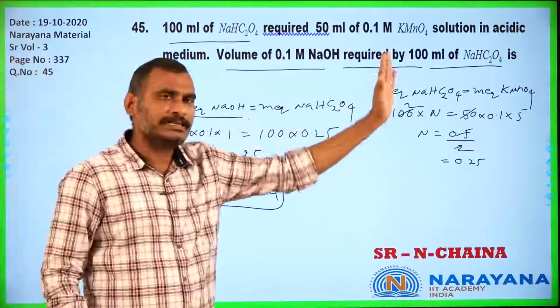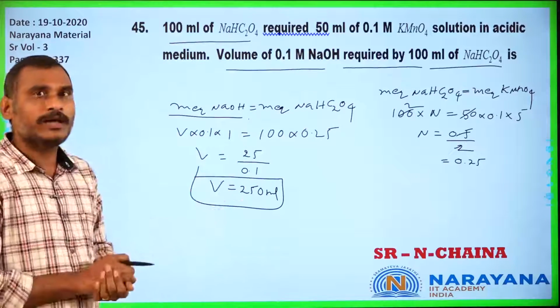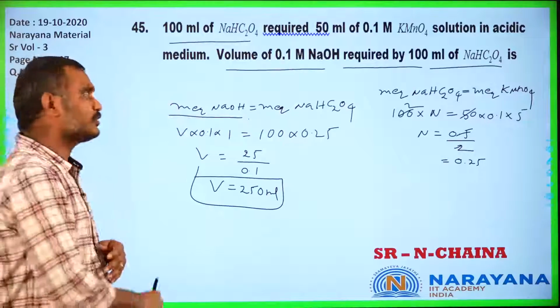So in the first titration, I calculated the normality of the solution. In the second titration, I calculated the volume of the sodium hydroxide. Now you go for the next question, student.